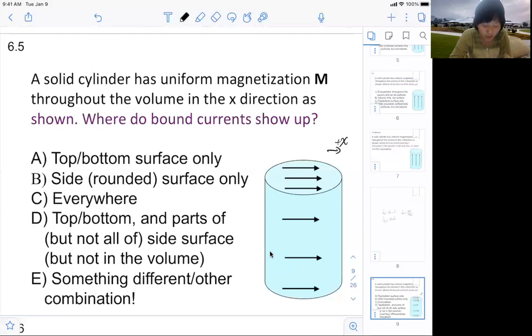So where do the bound currents show up? You can decide if we have a volume bound current or a surface bound current or both of them, and where that current would show up. And let's see, we pretty uniformly voted for all of these different choices. So let me first ask you, for the choices that you think the bound current shows up, which kind of current do we have? Do we have a surface bound current or a volume bound current?